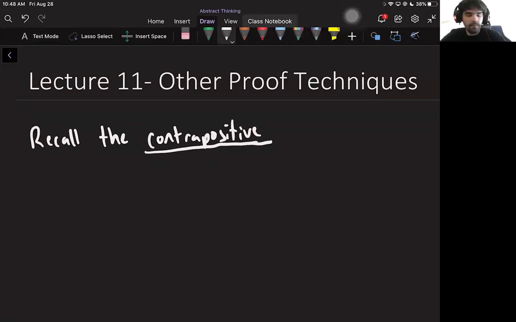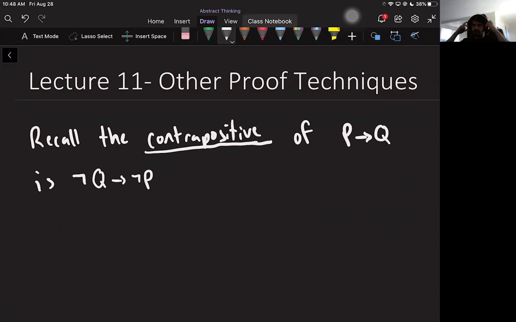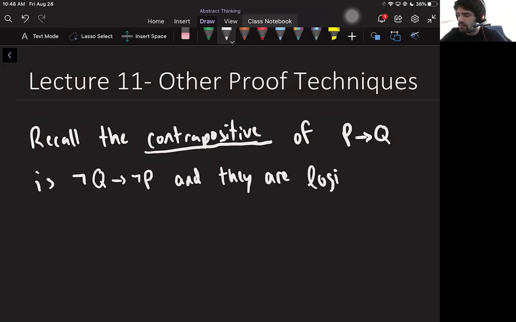Recall the contrapositive of an if-then statement or a conditional statement is what happens when you reverse the direction and you negate both statements or both pieces. So we saw this a long time ago, so you might not remember it. But then the other thing to remember is that they are logically equivalent. And that's the very useful fact.